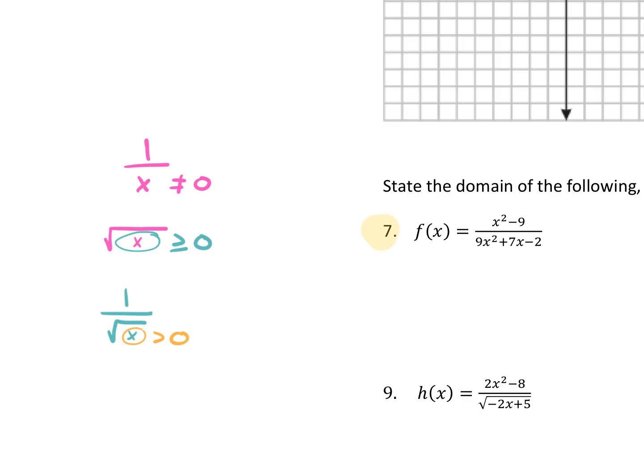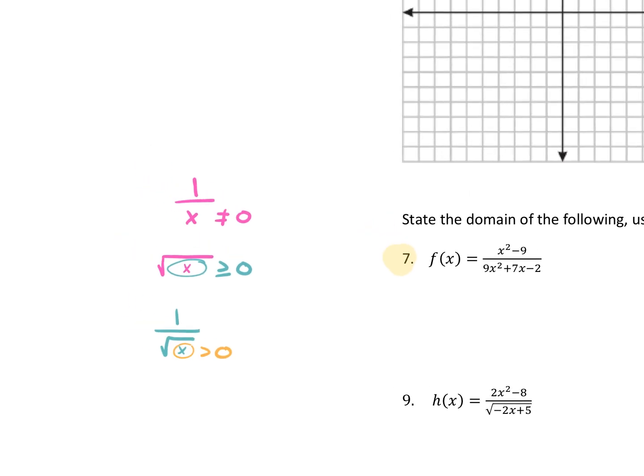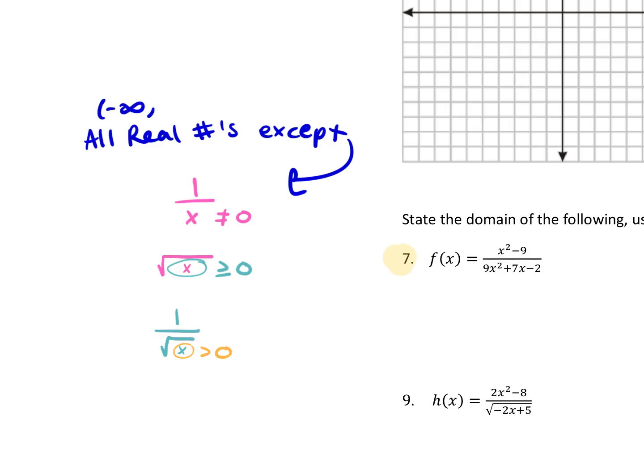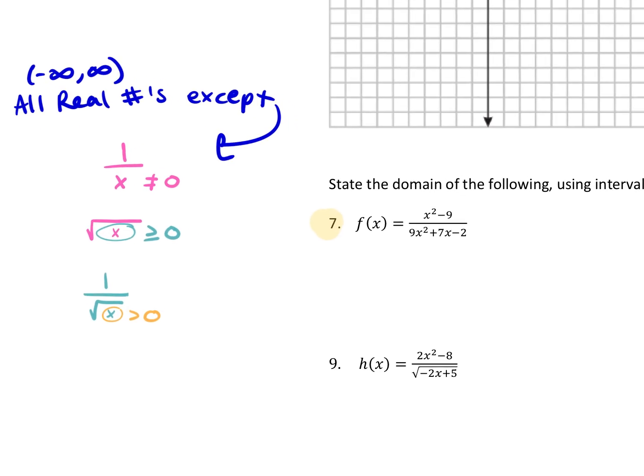If it's not one of these rules, so if it doesn't have a fraction and it doesn't have a square root, then it's all real numbers. So it is going to be all real numbers except if these things happen. How would we write all real numbers in interval notation? Awesome. -infinity to +infinity. Perfect.